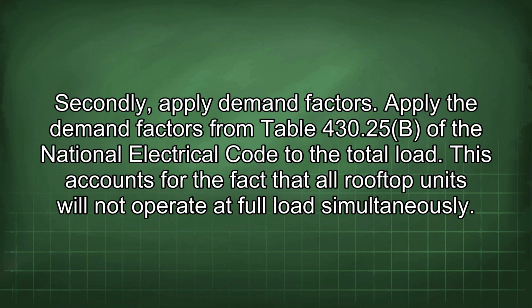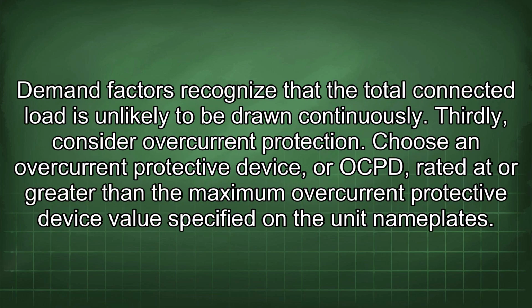Secondly, apply demand factors. Apply the demand factors from Table 430.25b of the National Electrical Code to the total load. This accounts for the fact that all rooftop units will not operate at full load simultaneously. Demand factors recognize that the total connected load is unlikely to be drawn continuously.